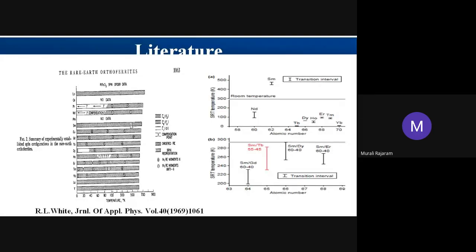Kelvin. Okay, so if you see here, this is the spin reorientation. This is around 450 Kelvin. So you should switch this to around room temperature. So there is quite a lot of work going on in this area.